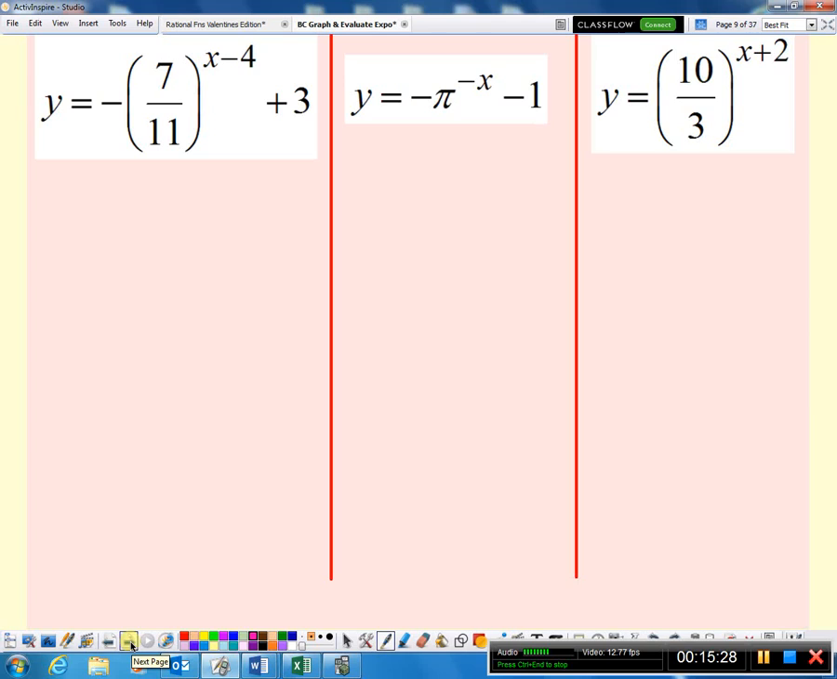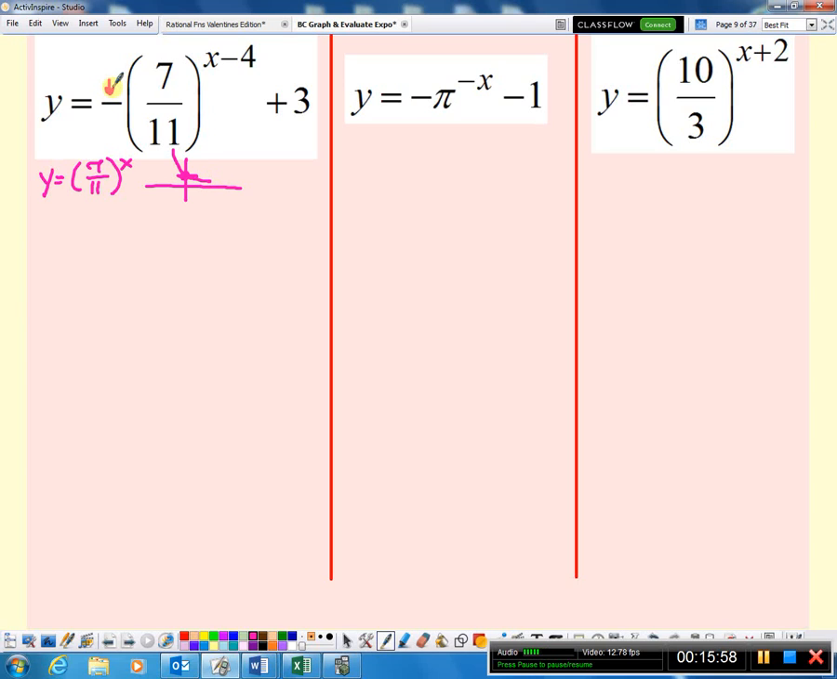So consider my parent function is (7/11) to the x power. 7/11 is less than 1. So this starts out as exponential decay, not growth. Now, the first thing I want to do is handle the negatives. Am I reflecting the graph from side to side or from top to bottom? Since this negative comes up front, it's a vertical. So the first thing I need to do is reflect this vertically, turn the graph upside down.